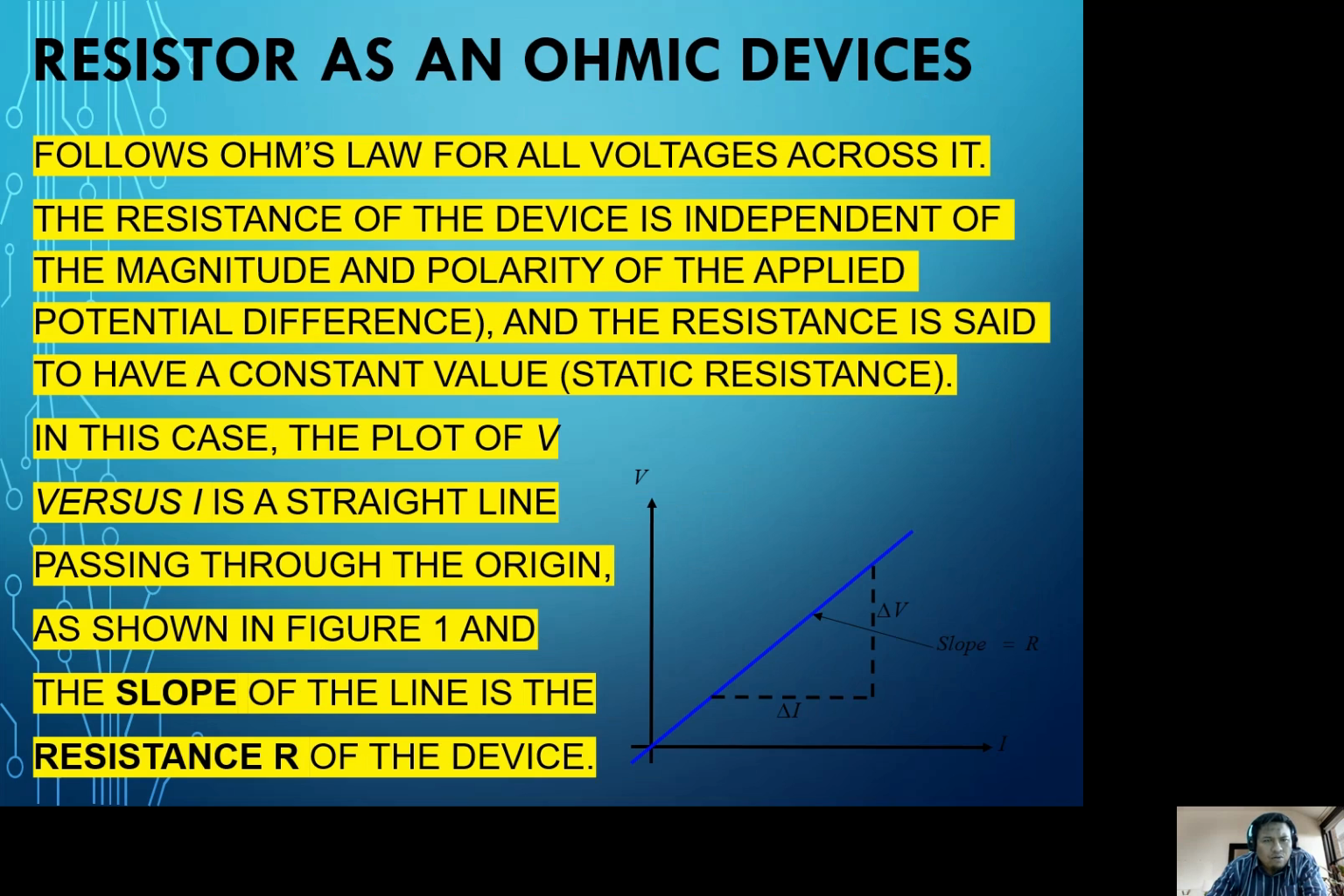For example, a resistor as an ohmic device follows Ohm's law for all voltages across it. The resistance of the device is independent of the magnitude and polarity of the applied potential difference, and the resistance is said to have a constant value. In this case, the plot of V versus I is a straight line passing through the origin, as shown in figure 1, and the slope of the line is the resistance R of the device. Okay, you can see this. And then you must know that if the temperature is very high, you cannot get this linear graph.